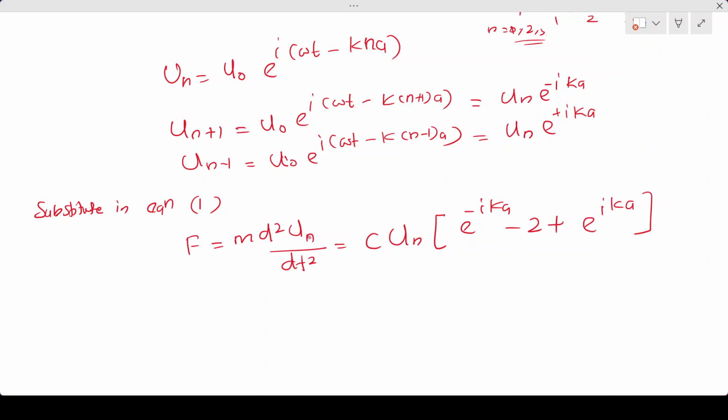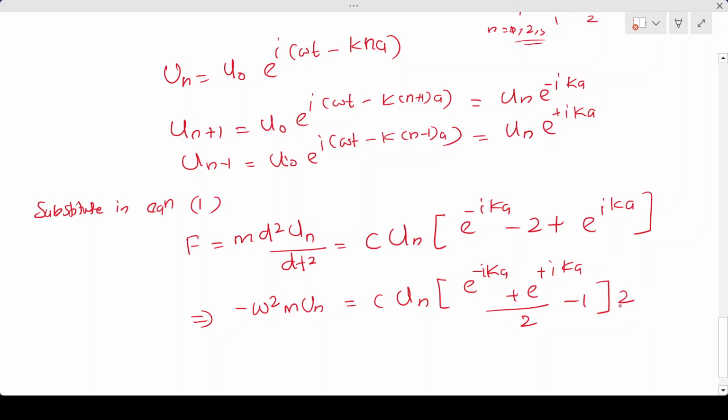So if you put that into this equation and take the second derivative, you will get minus omega square m un, that is equal to C un into e raised to minus ika plus e raised to ika divided by 2, minus 1, into 2 will come. Okay, and that implies you can cancel un on both sides. So you'll get omega square is equal to minus 2C by m, cos ka minus 1 will come.